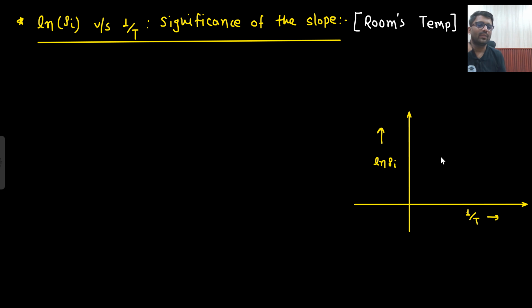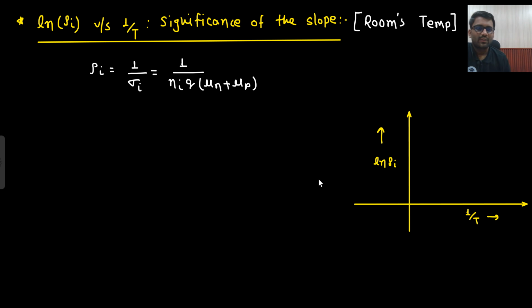So let's write down the formula of rho I first. What is the formula of rho I? That is 1 by sigma I, and 1 by sigma I is 1 by ni q (mu n plus mu p), right? Sorry for the interruption, guys. So where were we? We have written down the expression of rho I. We need to find the slope of the curve of ln rho I versus 1 by T.